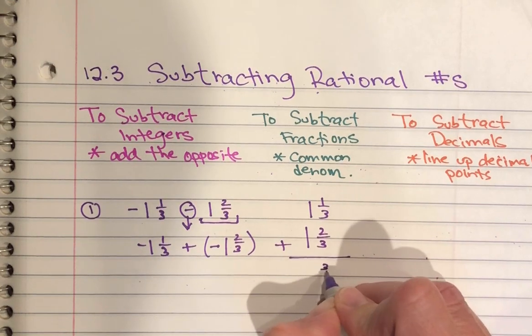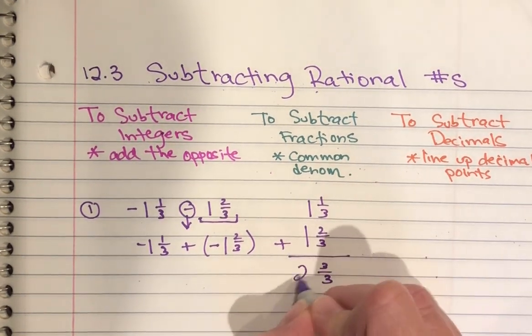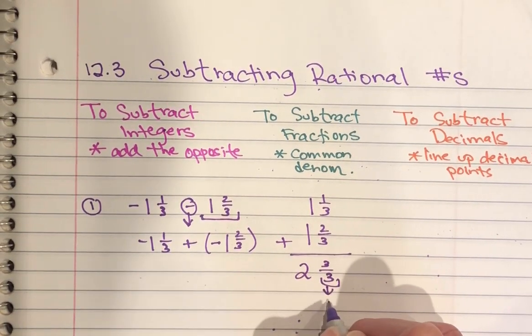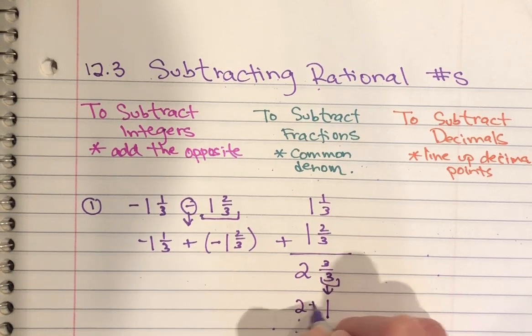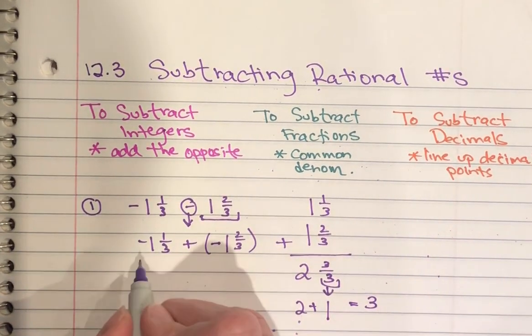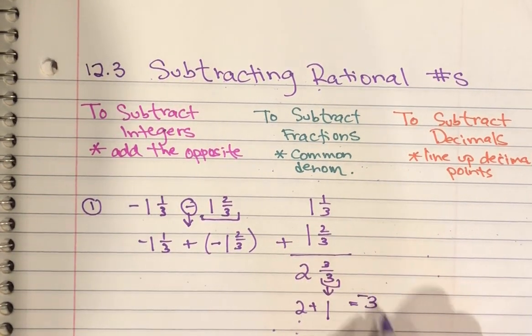1/3 and 2/3 is 3/3. 1 and 1 is 2. 3/3 reduces to 1. And 2 plus 1 equals 3. But we can't forget, these are the total amount that we owe, which makes it a negative 3.